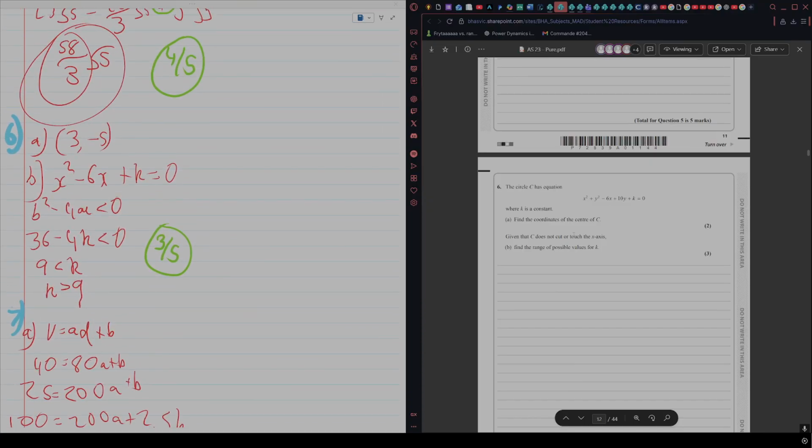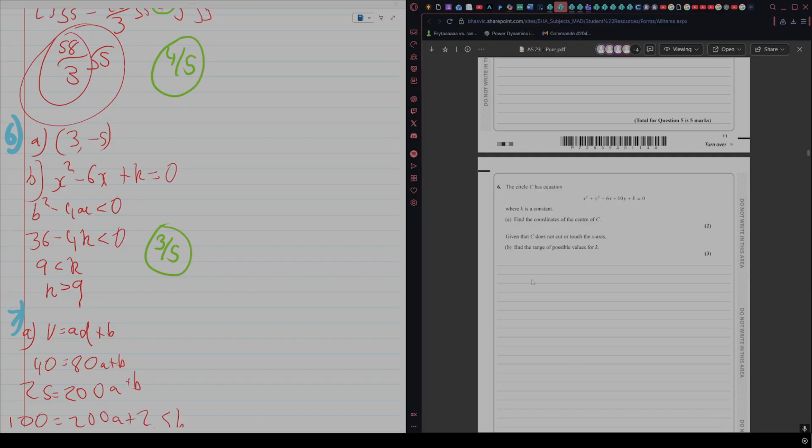Find the centre. Well, you don't even need to fully do this here. You just need to say that it's the negative of half the x coefficient and the negative of half the y coefficient, because that's what you do when you're completing the square. And then, given that it does not cut the x-axis, find the possible values for k.